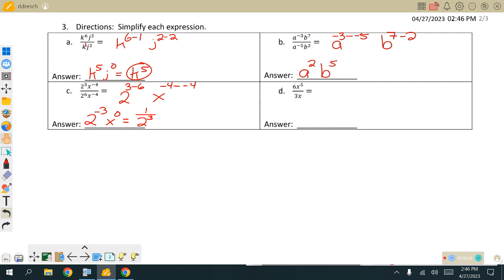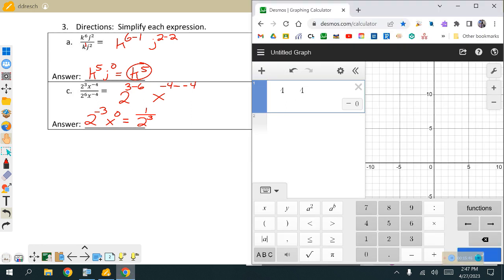Let's do a couple more here. Okay, now, on the next one, letter D, 6 and 3 are not like bases. So 6 and 3 are not like bases. All right. So what's 6 divided by 3?